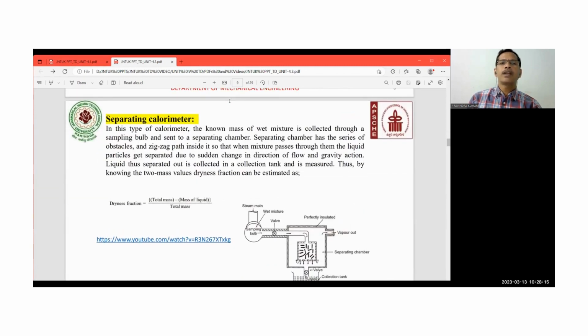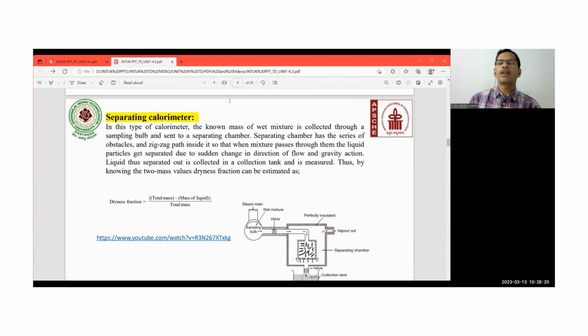Next, the separating calorimeter. What is the separating calorimeter? In this type of calorimeter, a known mass of wet mixture is collected through a sampling bulb, that is this one, and sent to a separating chamber. See, this is the separating chamber. The separating chamber has a series of obstacles and a zigzag path inside it so that when the mixture passes through them, the liquid particles get separated due to the sudden change in direction.